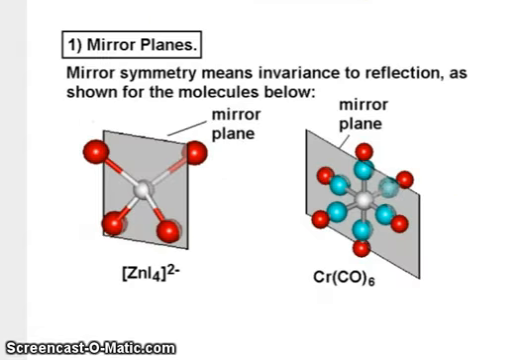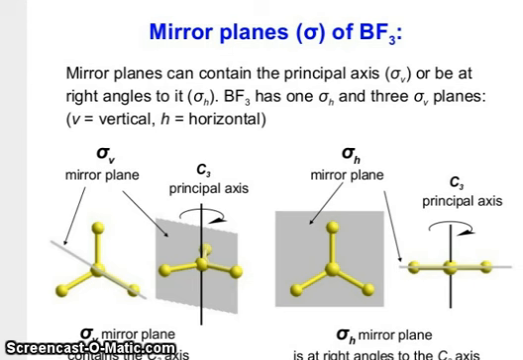So what is a mirror plane? Mirror symmetry means invariance to reflections, as shown for the molecules below: ZnI4 2-, mirror plane, Cr(CO)6. So, the mirror planes sigma of BF3.